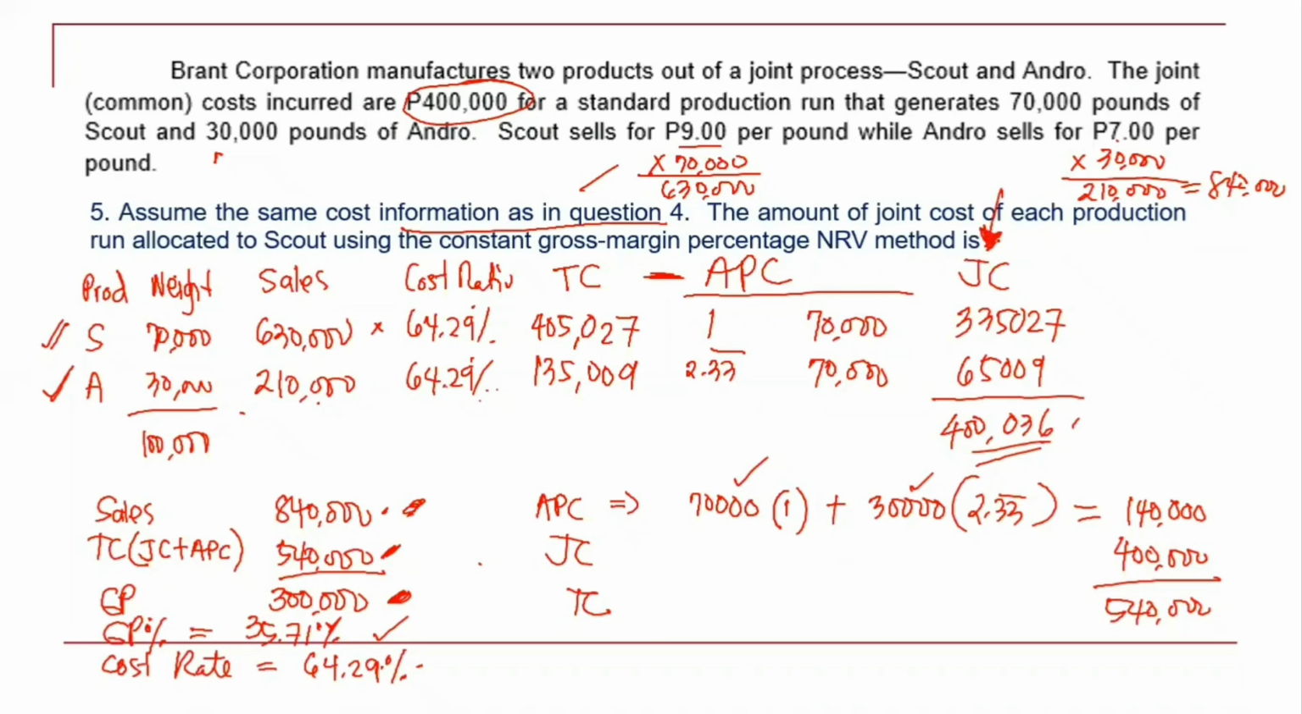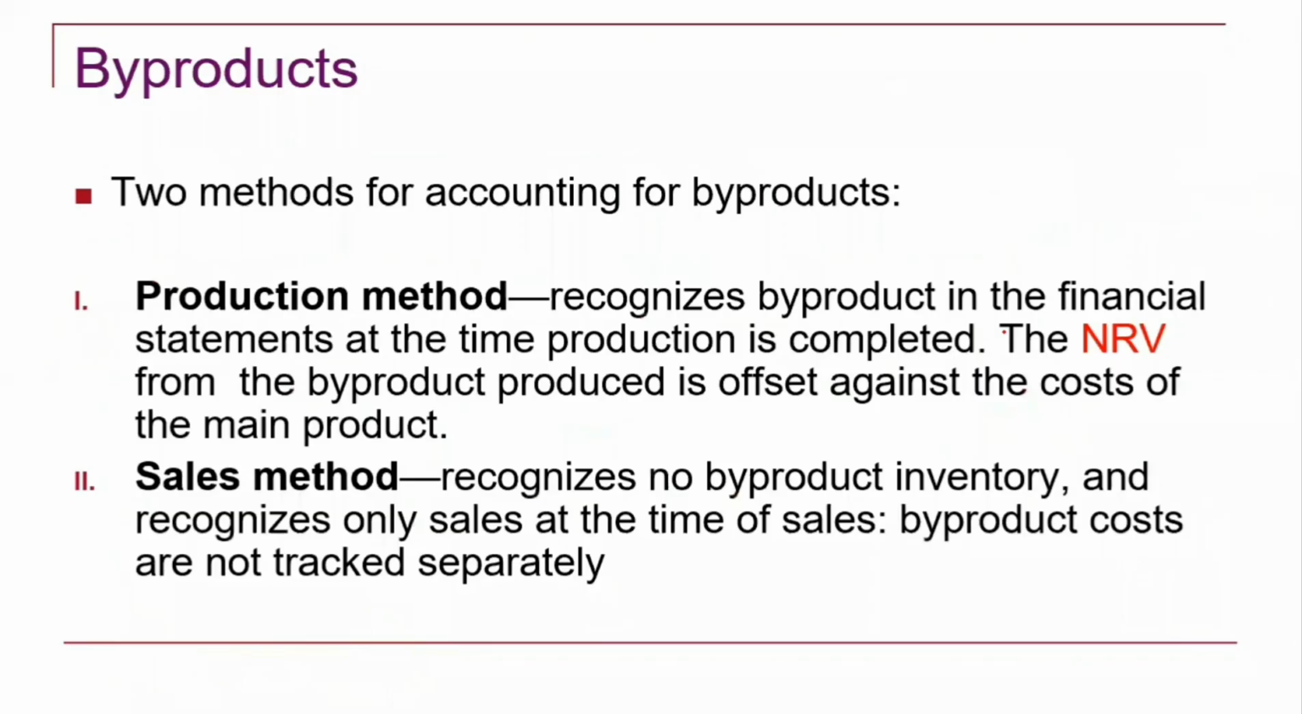Tingnan niyo po huli natin na-compute yung joint cost kasi nga sabi natin residual amount yung joint cost kapag constant margin approach. Kasi dito ang ginagawa natin from sales, kunin muna natin yung total cost by multiplying yung cost ratio na nakuha natin dito. Okay? Tapos, ima-minus natin yung additional processing cost to get your joint cost. Ayan. If you have question, ilagay lang po sa chat box natin so that we can entertain anytime. Kung wala question, we will now proceed sa pag-account for byproducts.